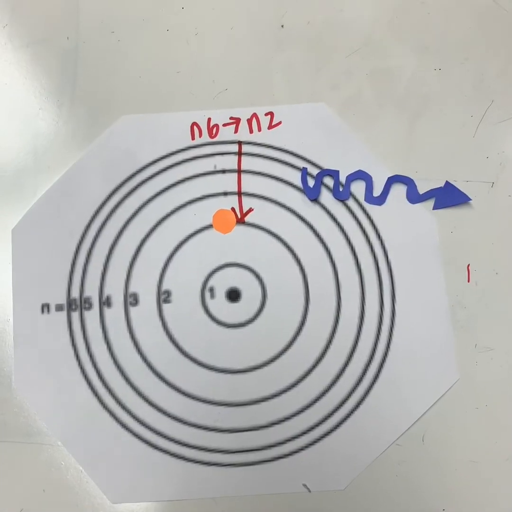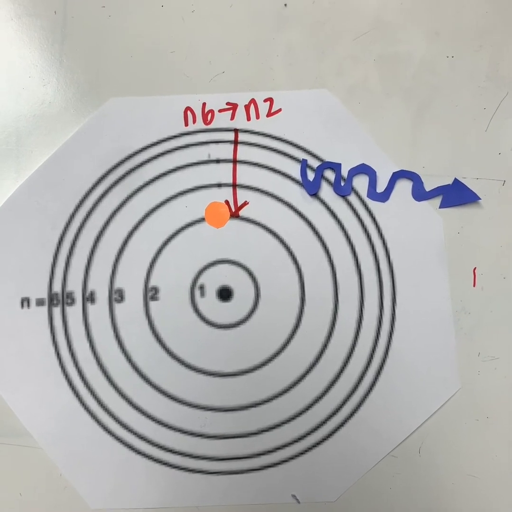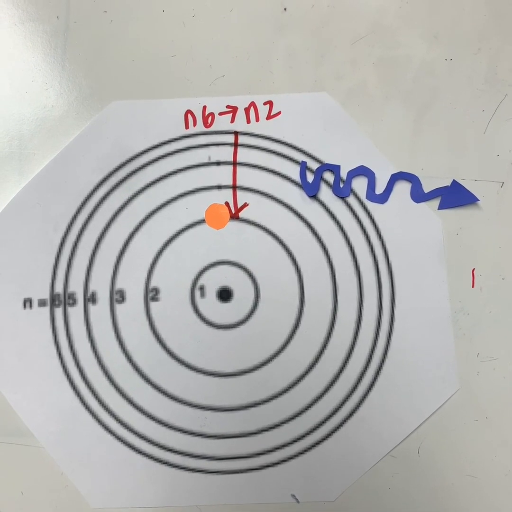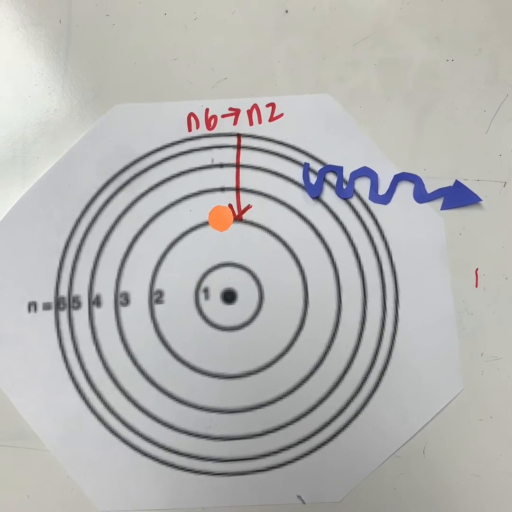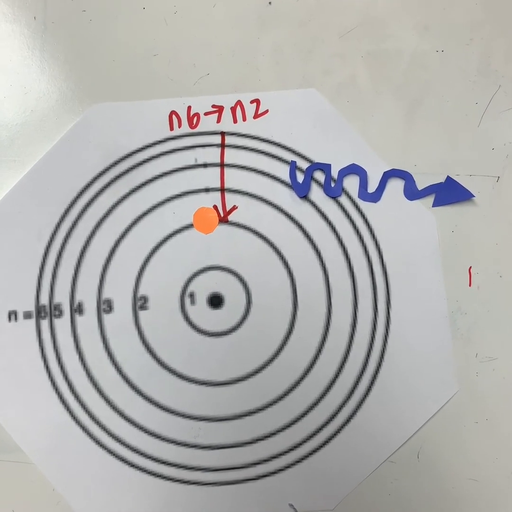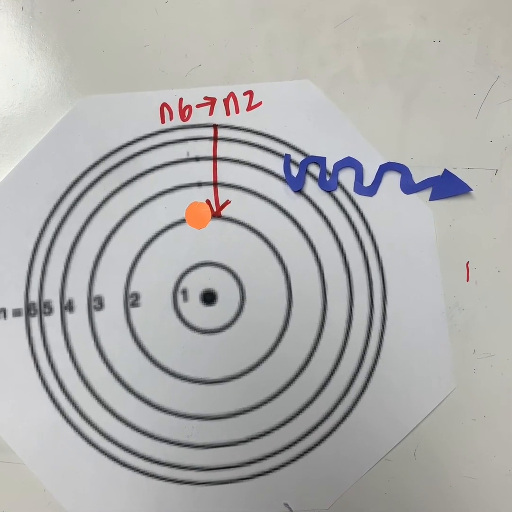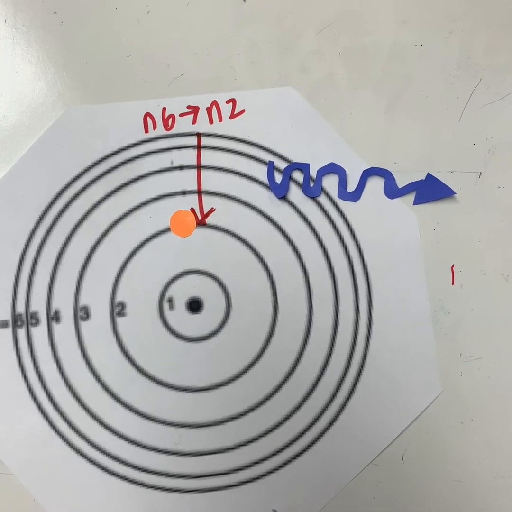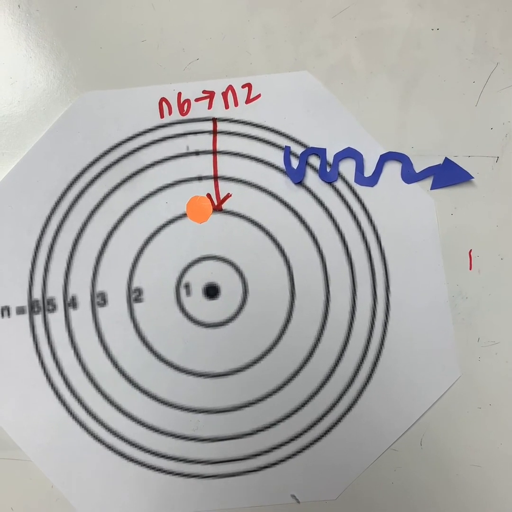To review, in the hydrogen atom, when the electron drops from energy level 6 to energy level 2, electromagnetic radiation is given off in the form of violet light. Violet light is high in energy and has a short wavelength. This makes sense because the transition is very, very big.